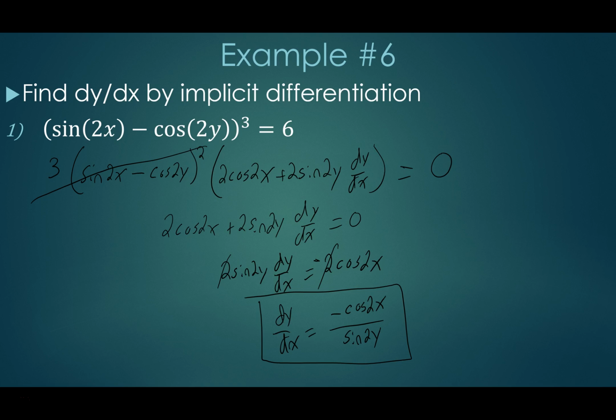So again, we applied our chain rule. That's how we got the 3, and then the inside sine of 2x minus cosine of 2y squared. And then the derivative of the inside was our 2 cosine 2x plus 2 sine of 2y. And again, we took a derivative with respect to y. That's why dy/dx appeared. Now if I want to solve for dy/dx, this portion is irrelevant because it has no dy/dx. It's a product, so if I divide by it, 0 divided by anything is still just 0. That's how we're left with just this portion right here, and then we solved it that way. Okay?